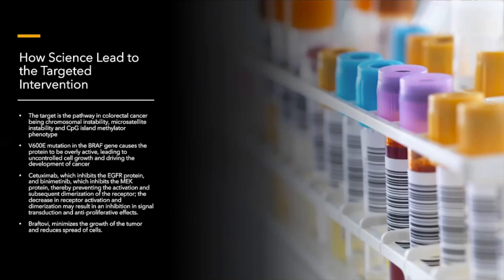EGFR is overexpressed on the cell surfaces of various solid tumors. Cetuximab binds the extracellular domain of the EGFR, thereby preventing the activation and subsequent dimerization of the receptor. The decrease in the receptor activation and dimerization may result in an inhibition in signal transduction and anti-proliferative effects. This agent may inhibit EGFR-dependent primary growth and metastasis.